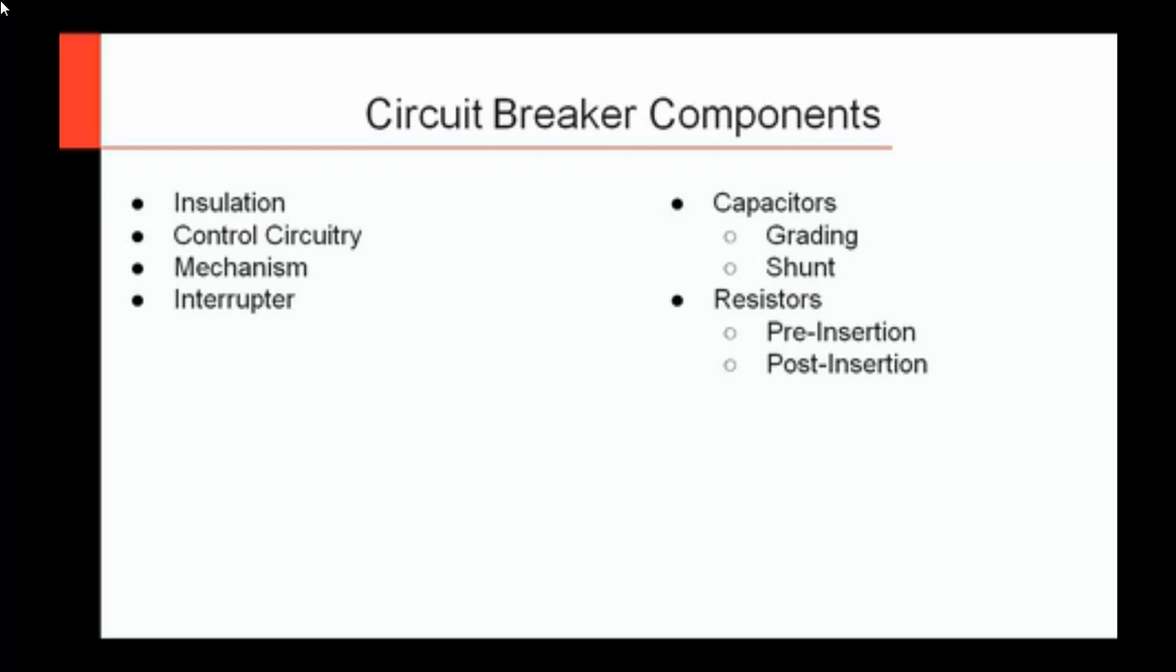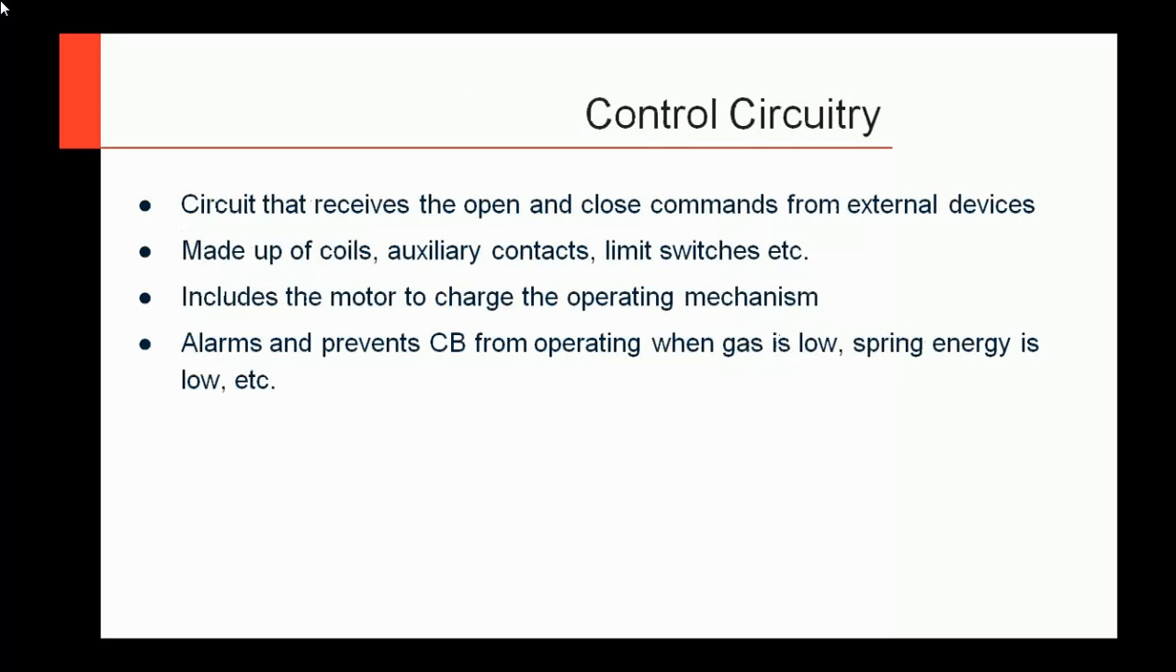So now that we've looked at the different types of circuit breakers out there, we'll talk about some of their components. What we'll see here is they'll all have some kind of insulation. They need control circuitry. As I said, these need to be told when to interrupt, when to close, when to open. They're going to have some kind of mechanism that drives the interrupter. So the mechanism actually performs the closing and opening operation, and then the interrupter actually interrupts the arc there. Now, in certain designs of circuit breakers, you'll have some extra components, capacitors such as grading capacitors or shunt capacitors, and you also have resistors, and they might be pre-insertion resistors or post-insertion resistors.